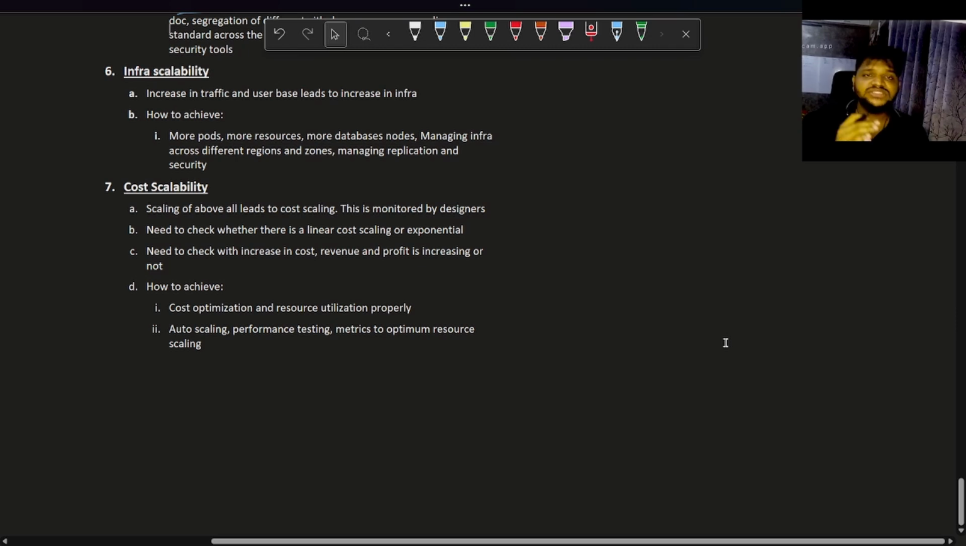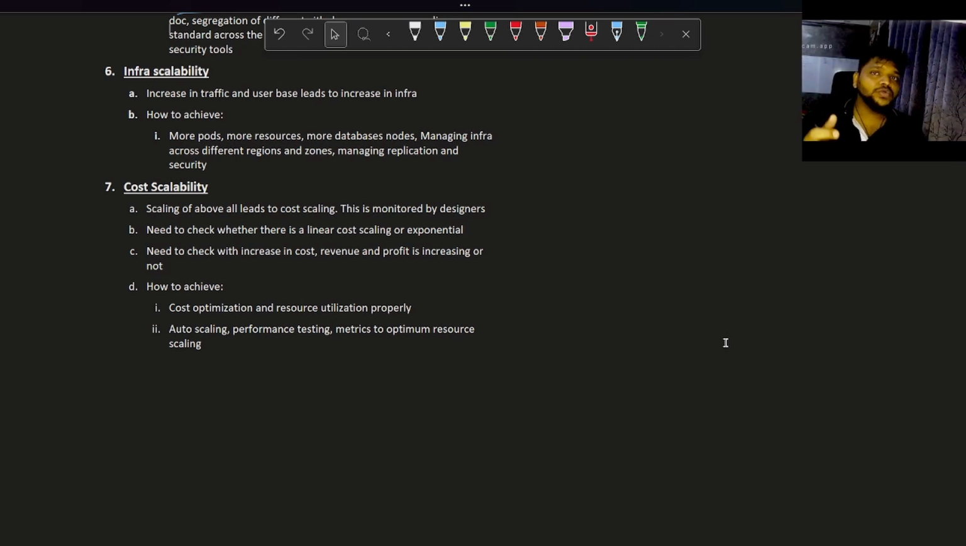Then the final thing we would be discussing is cost scalability. When all these things are happening, do you think the cost is not going to scale? Cost is going to scale enormously. And this is managed closely by the business, because at the end of the day, the business is the one who spends the money from their pocket. For them, it is a priority that my business should grow, my customer should be happy. But at that time, I also need to have this metric of how my cost is scaling and how I can control it.